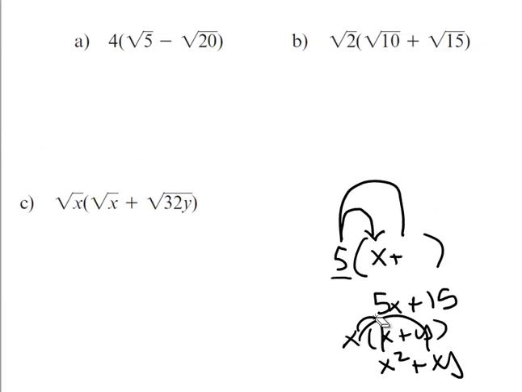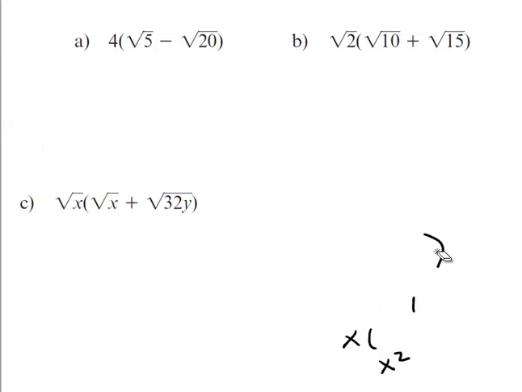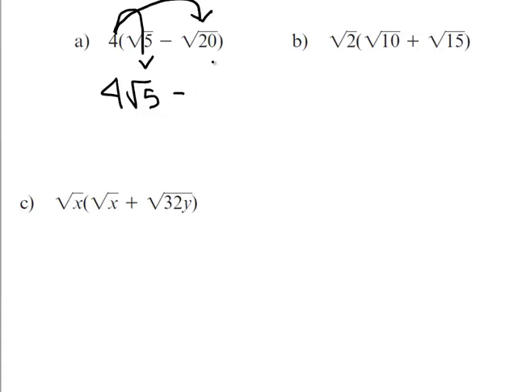Let me just erase that. So what we're doing now is we're going to distribute over expressions that contain radicals. So here, 4 times the square root of 5, not too hard. And then here, 4 times the square root of 20.